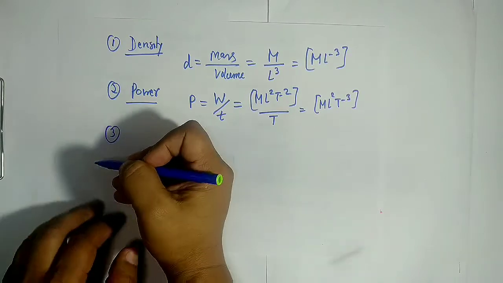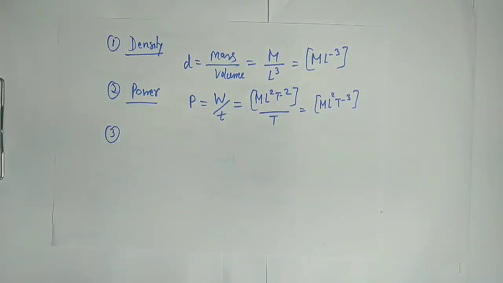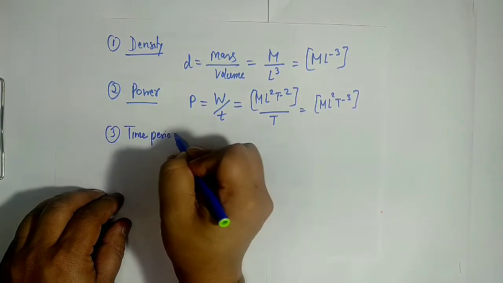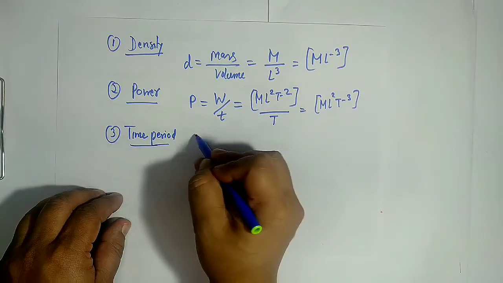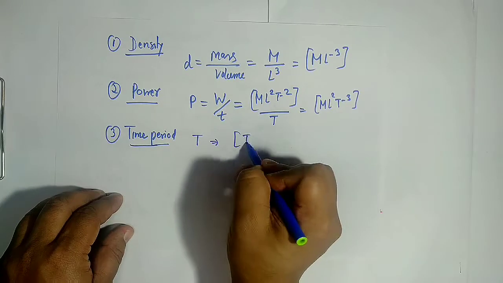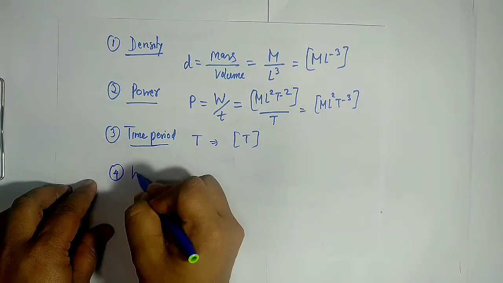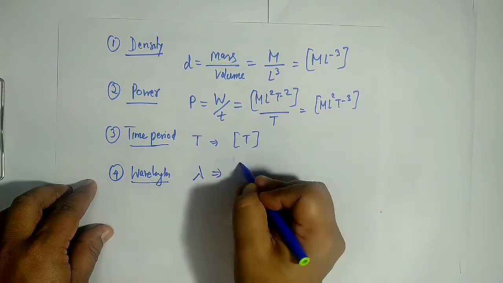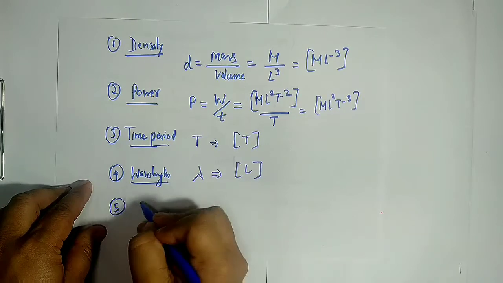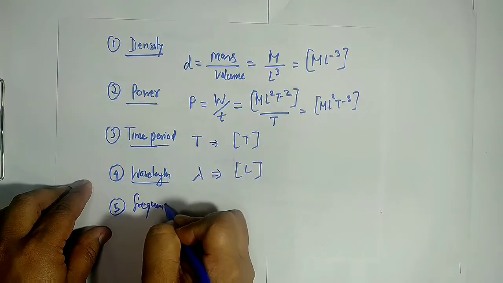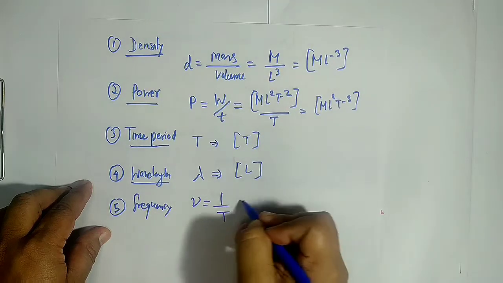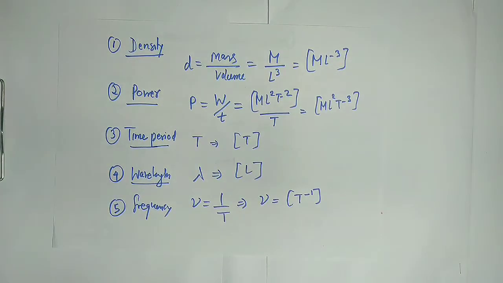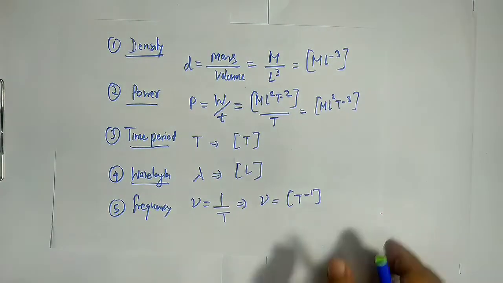The third is time period. Time period is time, nothing in that. So the dimension is T. Then wavelength, length is lambda, so it will be L. Then frequency. I think all of you know frequency is 1 upon time period. So can we write, yes, T minus 1. So we know how we are going to write the dimensions of these quantities.